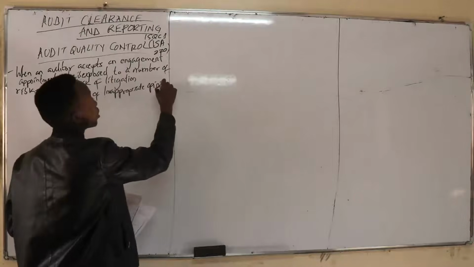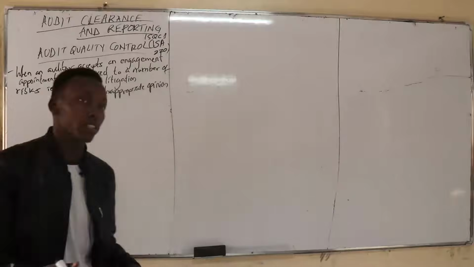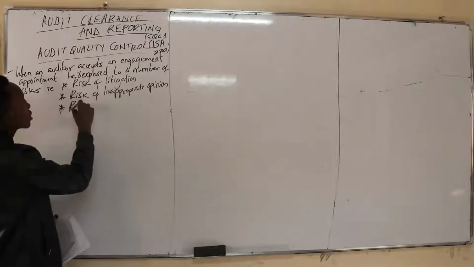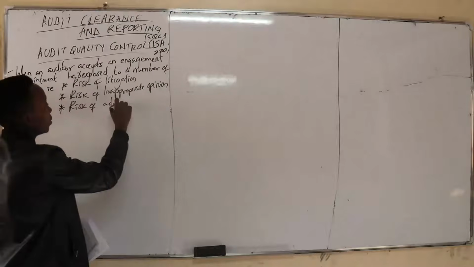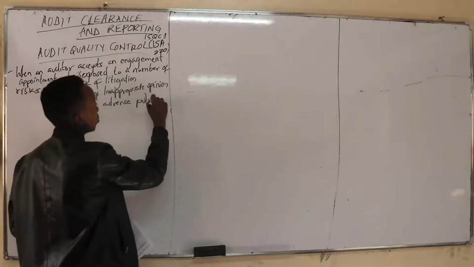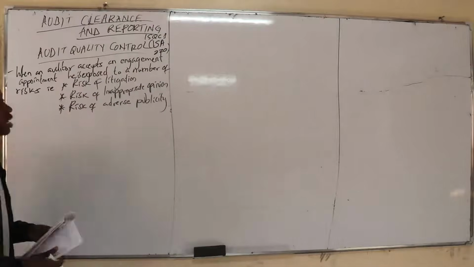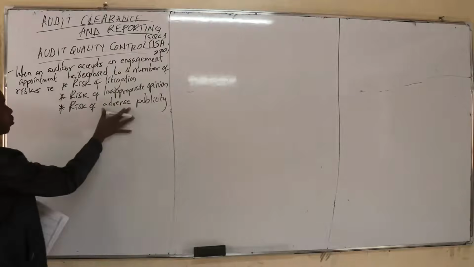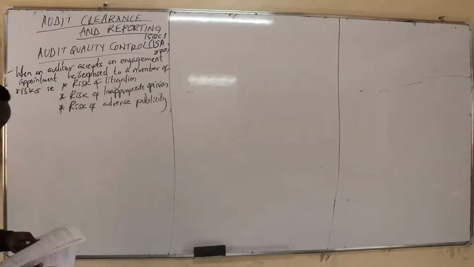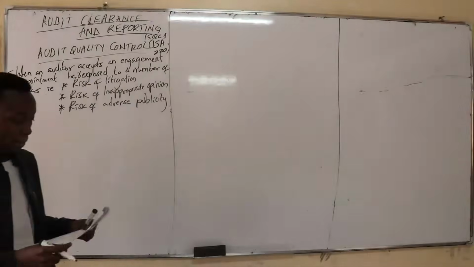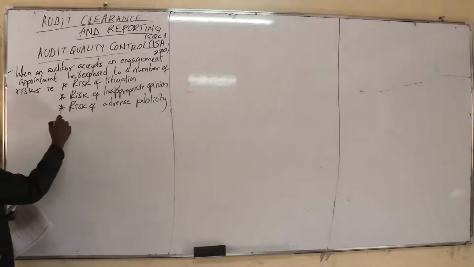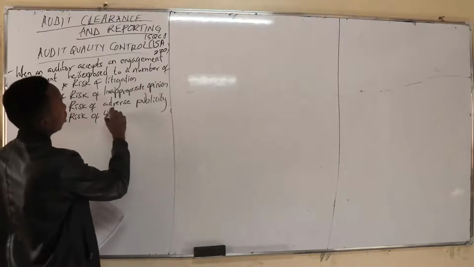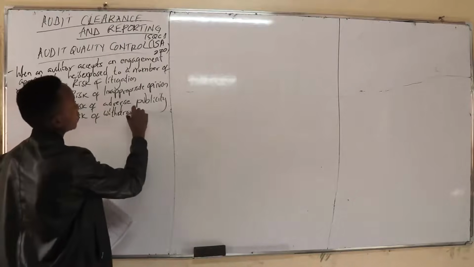Also, if he does not live up to the standards of the profession in itself, the auditor's firm will have a risk of adverse publicity. And in such a field, you need good publicity for you to acquire clients or tendering of clients. And then also they may face the risk of withdrawal of practicing certificates.